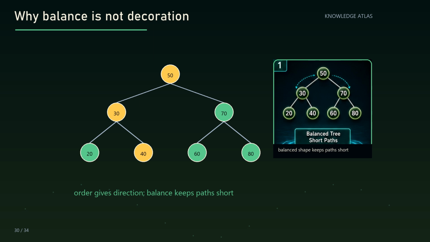Balance is not aesthetic symmetry. It is a performance promise. The tree is allowed to be a little uneven, but not so uneven that paths grow like a list. That is why balanced trees use rules and repairs after updates.